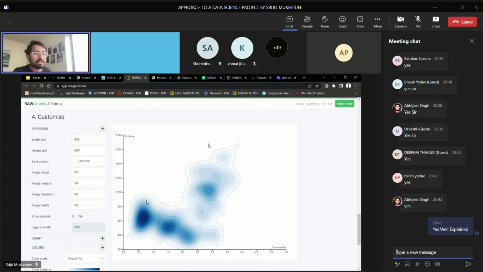And this part seems to be like a cluster, but it has really few points, so it's not really impactful enough to be a cluster, you understand. But this one is impactful enough to be a cluster, flavonoids less than 1.6.